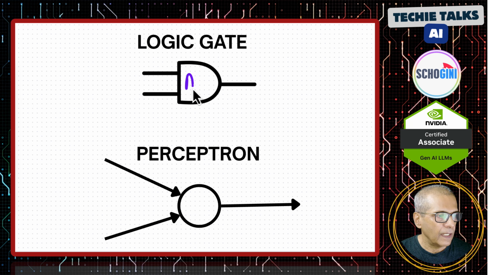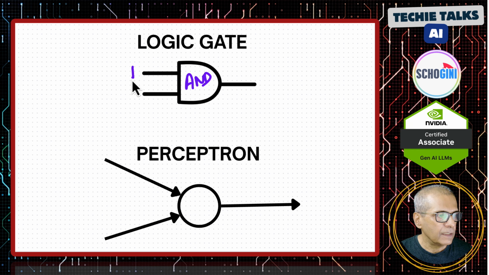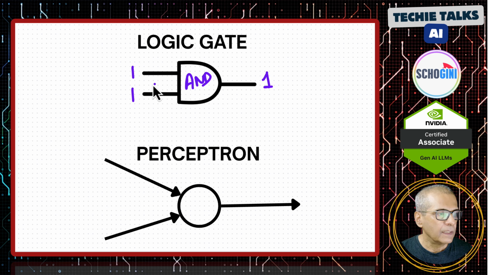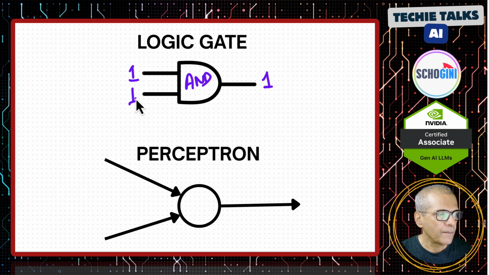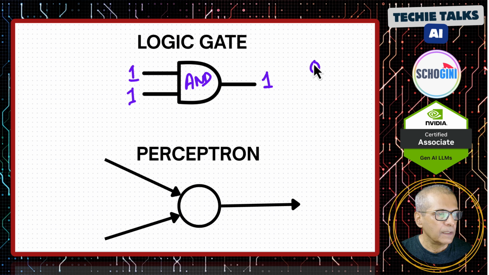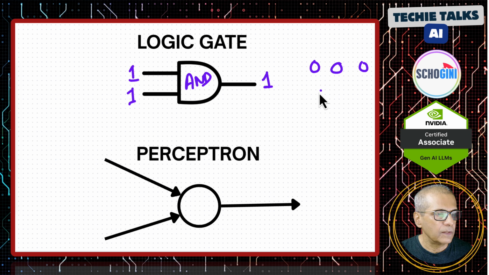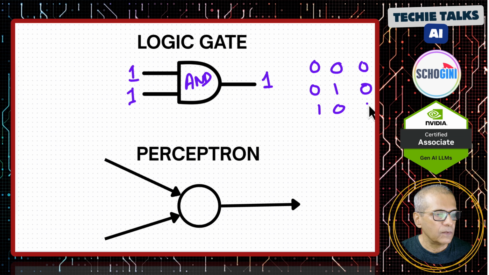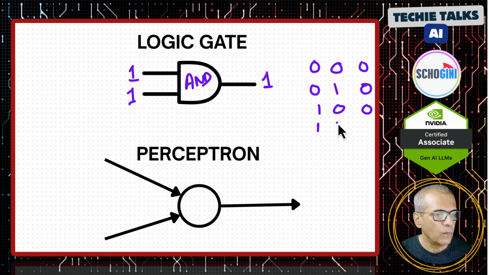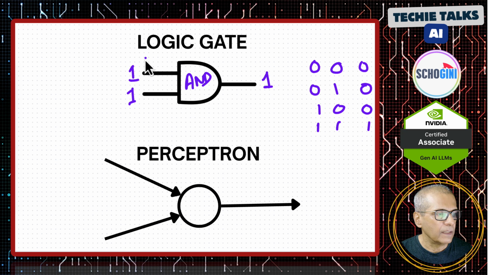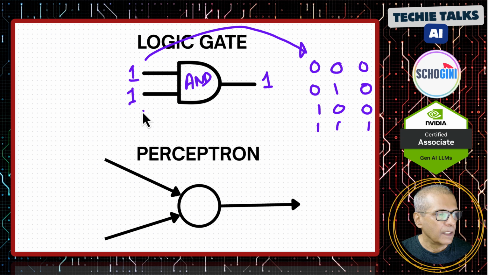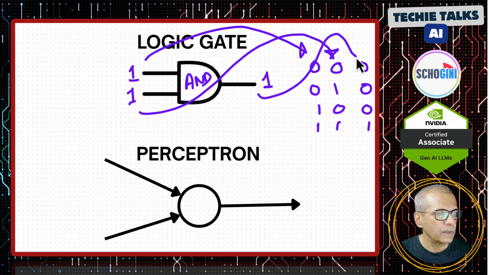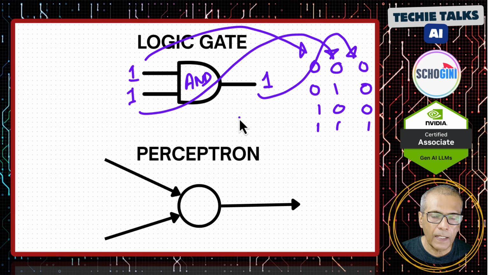So if it is an AND gate, then when this input is 1 and this input is 1, then you get a 1. All of the other conditions, it will be 0. Clear? So if you draw a truth table, 0, 0 will result in 0, 0, 1 will result in 0, 1, 0 will result in 0, and 1, 1 will result in 1. So this is one input, and this is the other input, and here is the output. Okay, so that is the truth table of an AND gate.